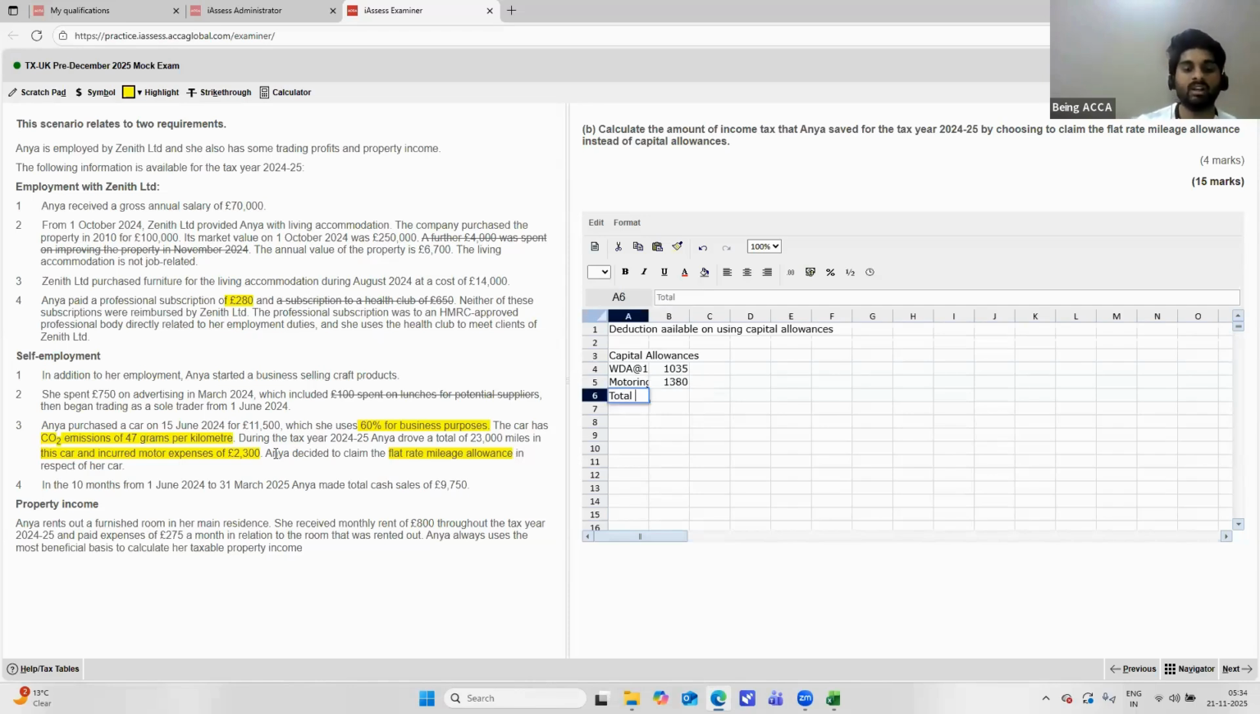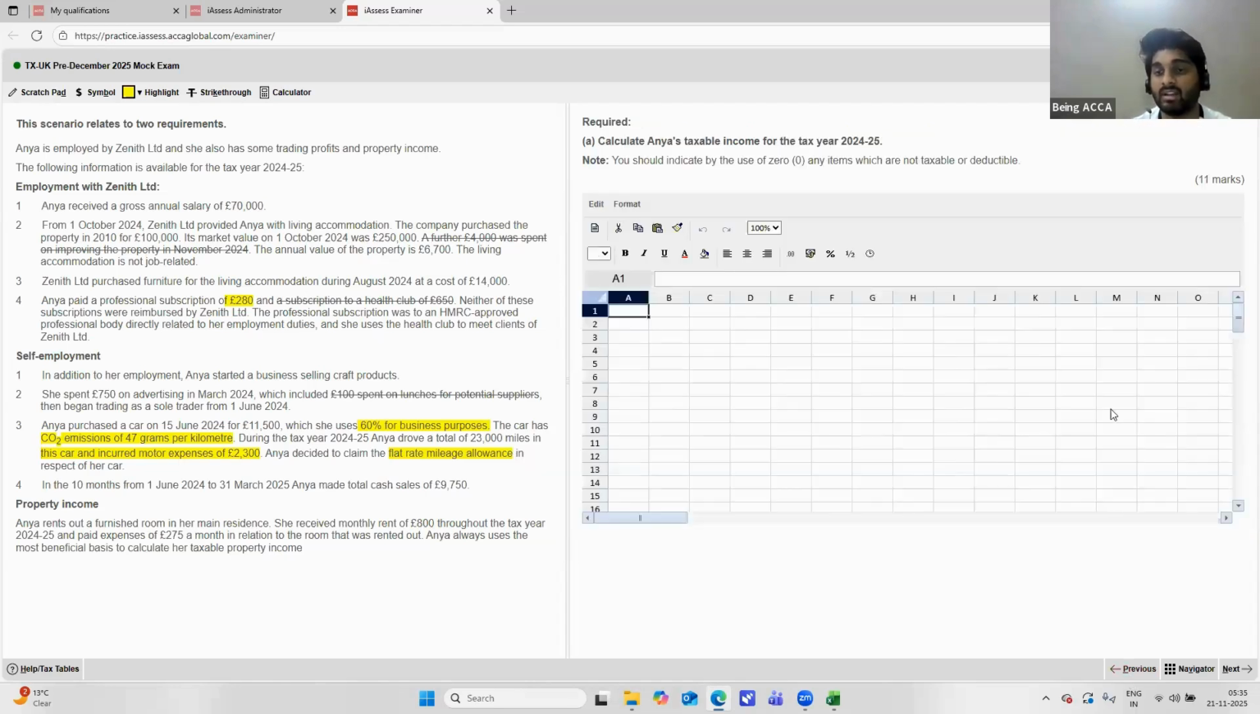So the total available deduction would be simply equal to the sum of 1035 plus 1380, making it a total of 2415. But total available deduction using flat rate mileage allowance would be 5450, is what we've calculated in the previous question.